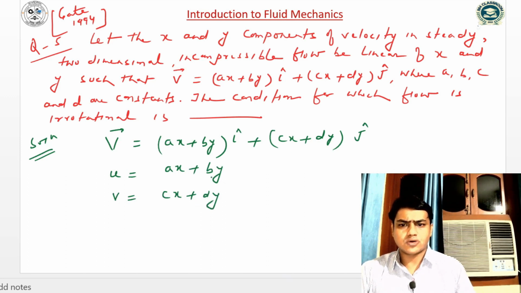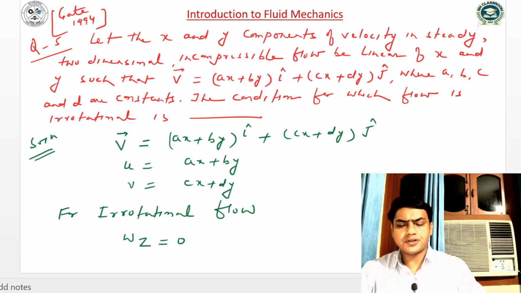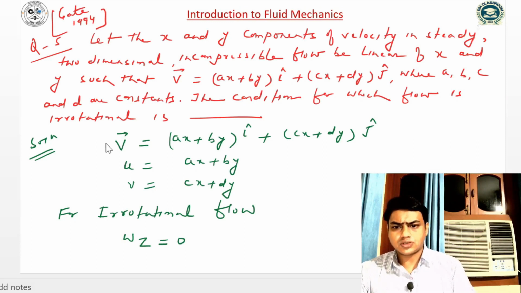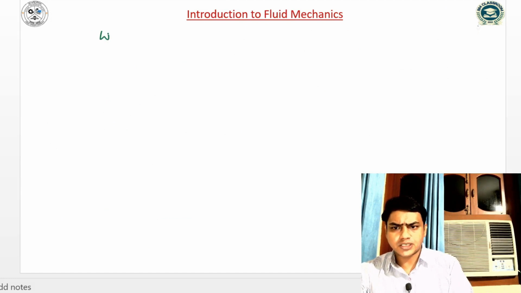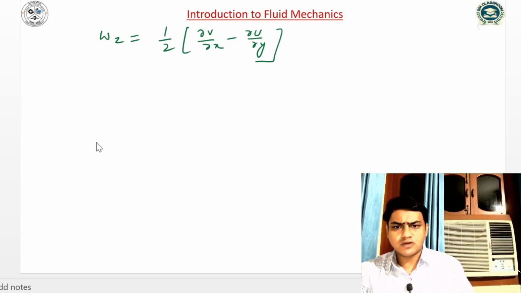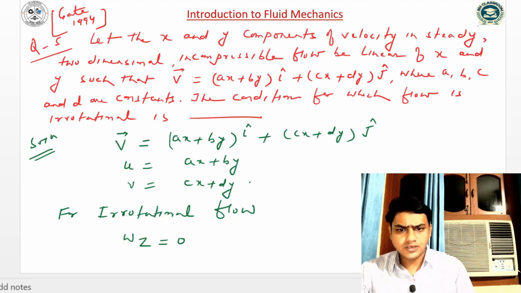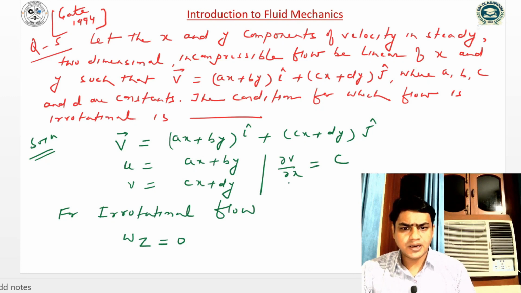So the condition for irrotational flow means our rotational component in the z direction should be 0. So if I put the value of omega z, omega z is equal to 1 by 2 into (del v by del x minus del u by del y). What is the value of del v by del x? Del v by del x is c, and del u by del y is equal to b.